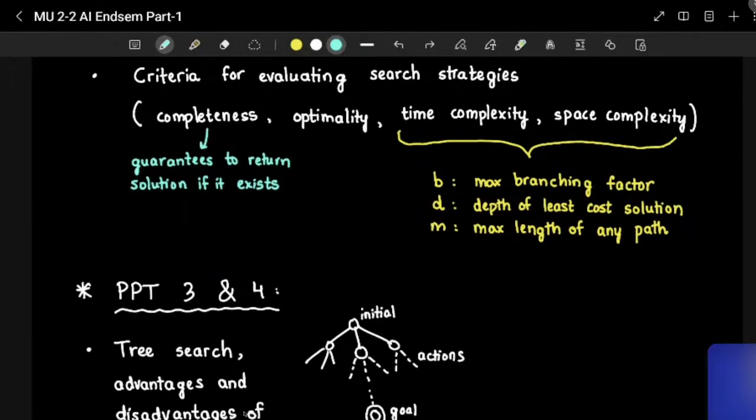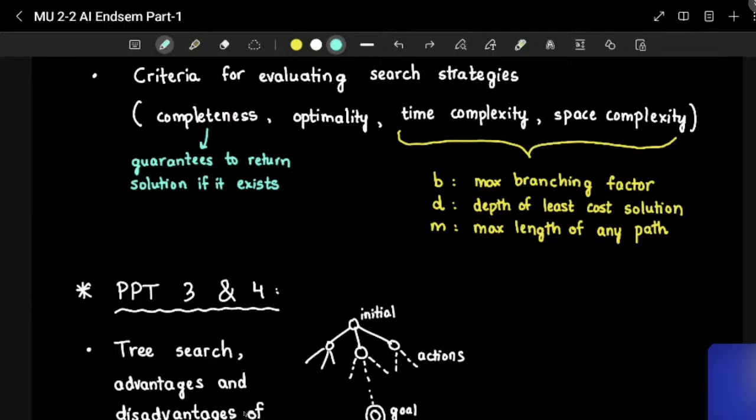Completeness is basically: if at least one solution exists in the search space, then it is guaranteed that the algorithm will return a solution. If it can't do that, then the search strategy is not complete. Optimal means the solution returned by the algorithm is the best possible solution. You can't get any solution better than that.